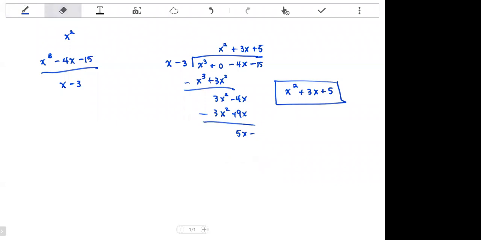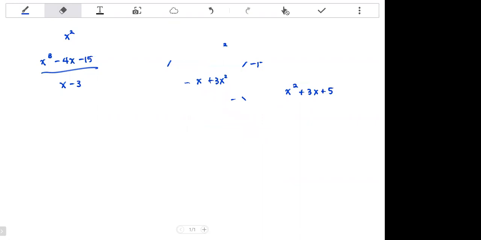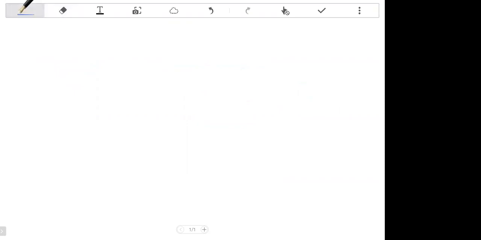Okay, let's try some more then from our homework. The next problem is 5x cubed minus 22x squared minus 17x plus 11 over x minus 5.